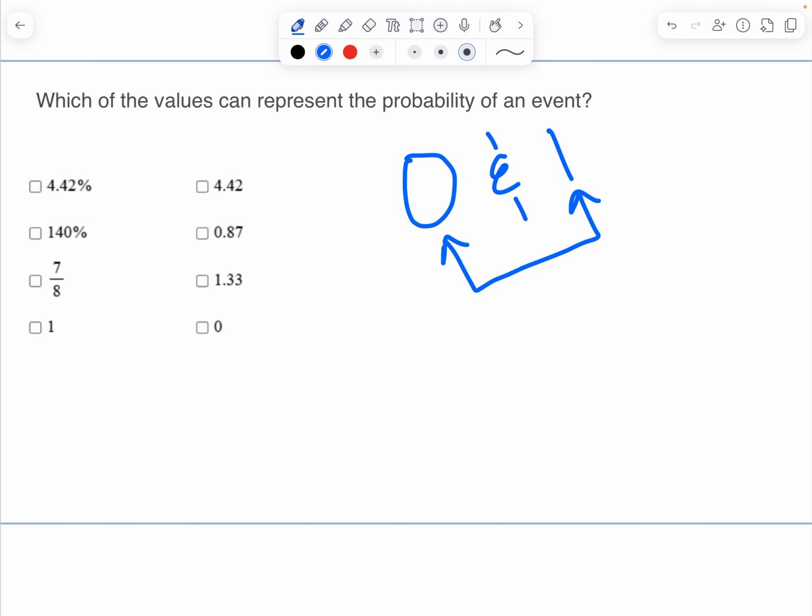So pause the video and then come back. There's definitely more than one answer. I'll give you a hint. There's 5 correct values that can represent the probability out of these 8 choices. So pause and come back.